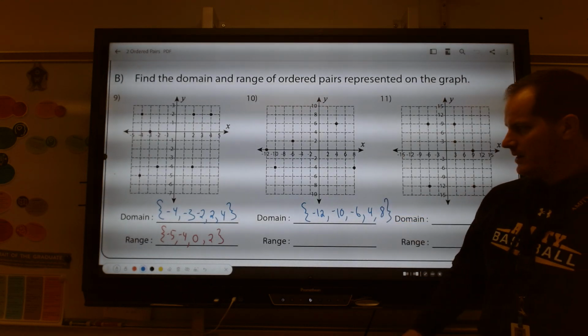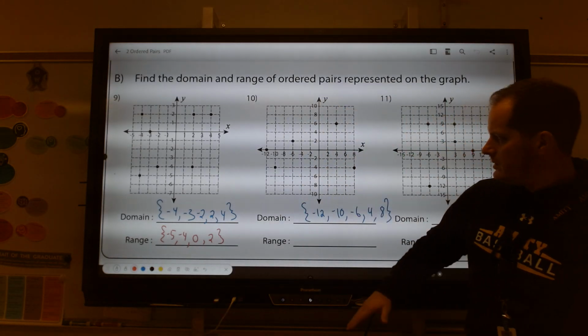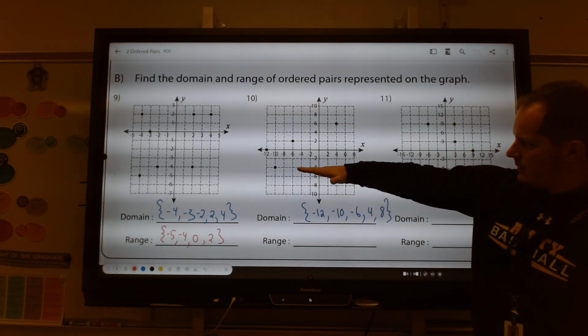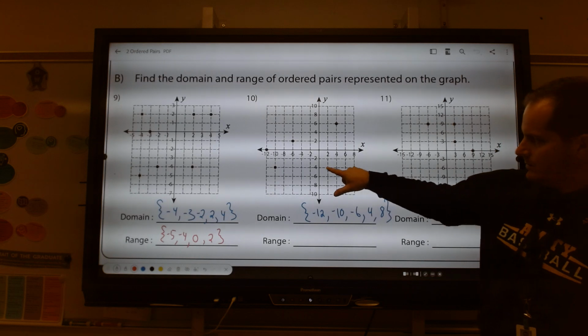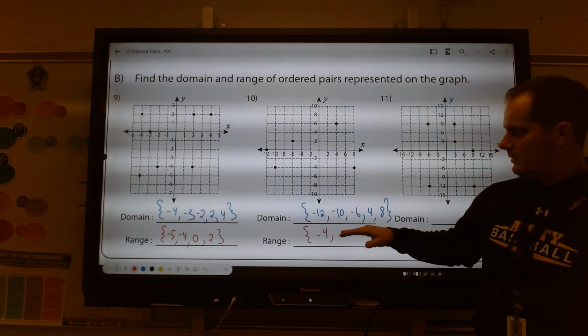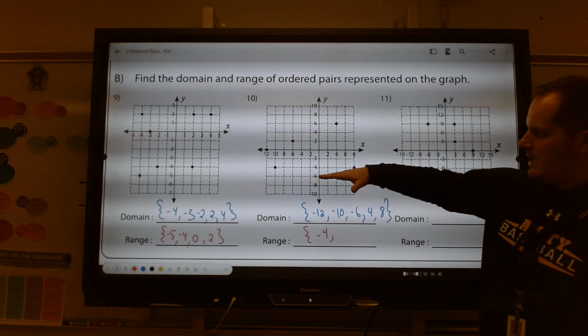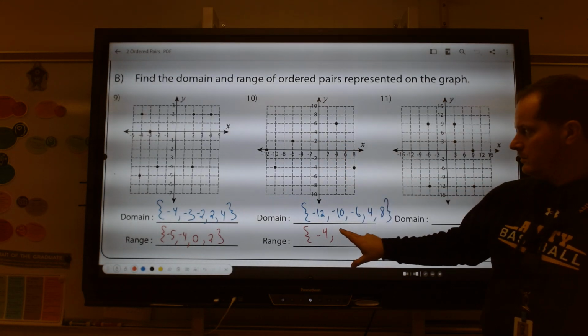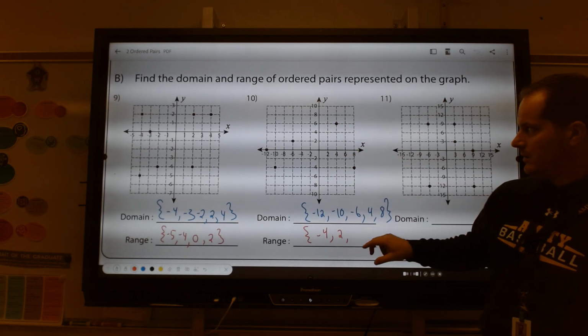Again, domain is x value. For our range, if we work our way upwards, we're going to notice that we hit -4 in 2 places for the y value. So -4 is the smallest y value for our output. As you move up, you're going to hit +2. And then lastly, it tops off at 6.